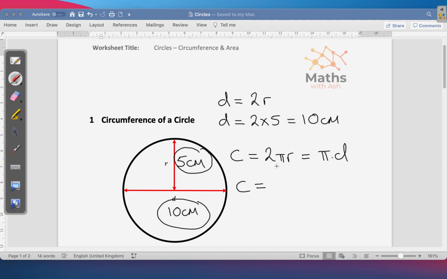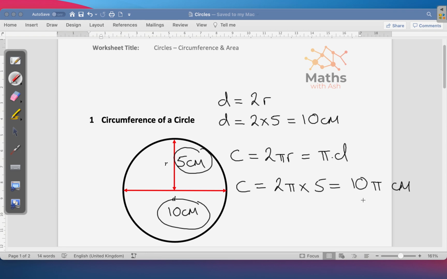C equals 2 pi r. So 2 pi times r, which is 5, which gives us 10 pi centimetres. What we've done here is we have given our answer in terms of pi, because we've left pi as pi.